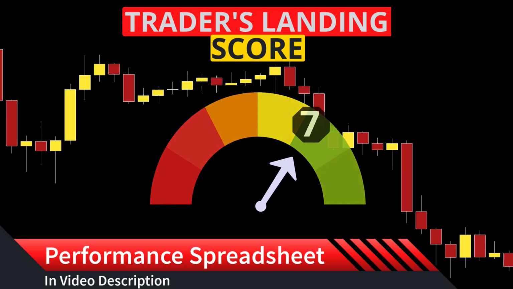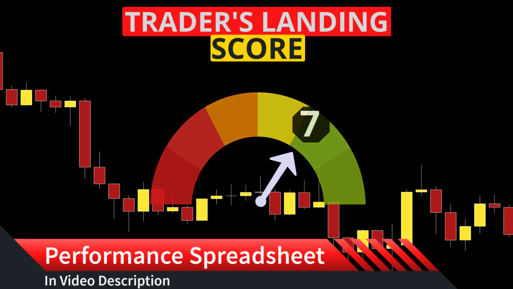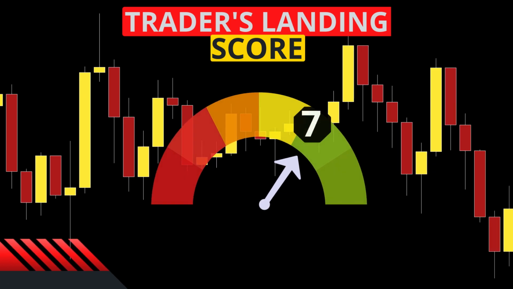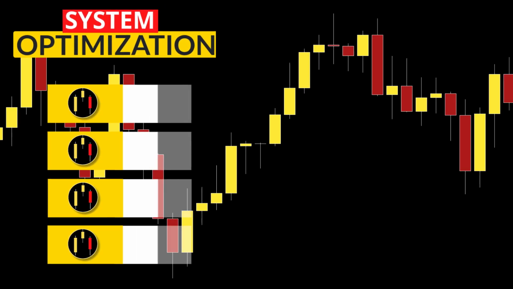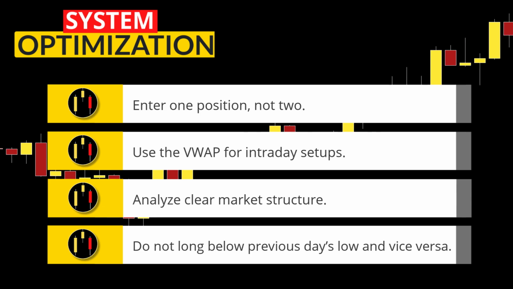I give this system a Trader's Landing score of 7 because this may be the easiest system to optimize that I have ever tested. Remember, the enemy of great is good. I have 4 ideas on how we can improve this system.